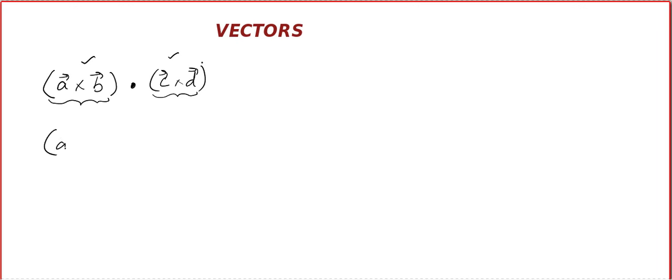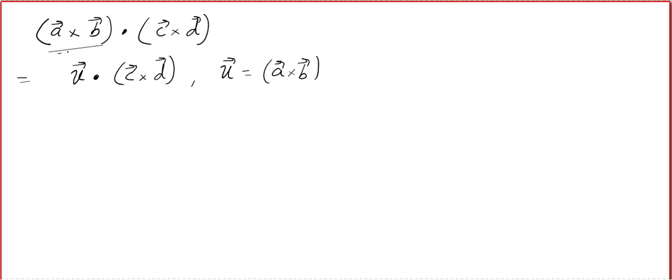Now, if you find A cross B cross C cross D, of course, the answer will be a vector. So this is the scalar product of 4 vectors and this is the vector product of 4 vectors. Okay, so let's try to find the values, and if you can remember the values, very nice. So let's try to evaluate A cross B dot C cross D.